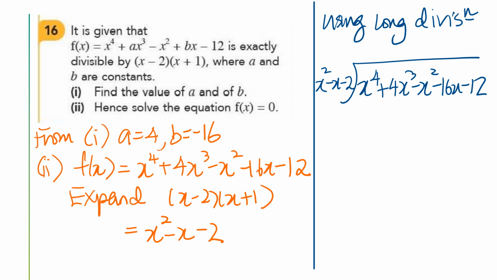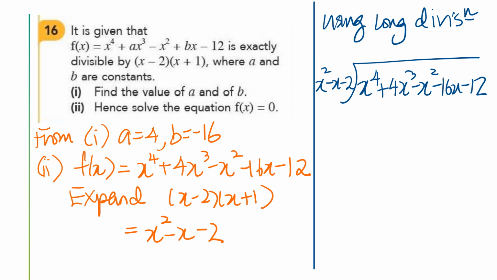And we're going to substitute both these unknowns into our f of x to get x to the power of 4 plus 4x cubed minus x squared minus 16x minus 12. And then we're going to expand your quadratic factors, right, to get x squared minus x minus 2. So I need to solve the equation, meaning I need to find the remaining factors. There are two ways of doing it. You can either use long division, or you can use comparing coefficients of similar terms. So I'm just going to show you both methods.